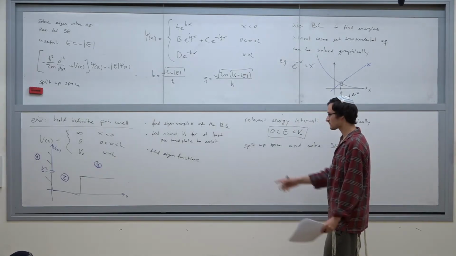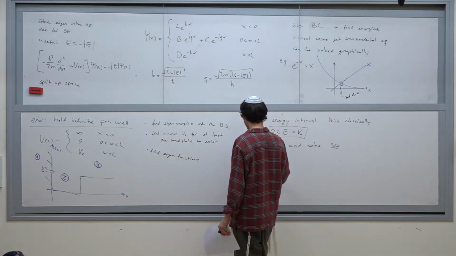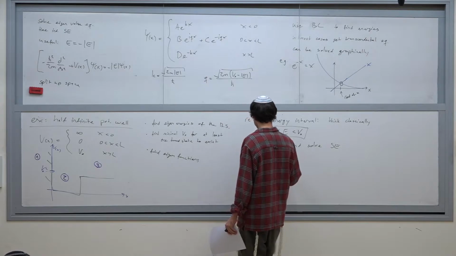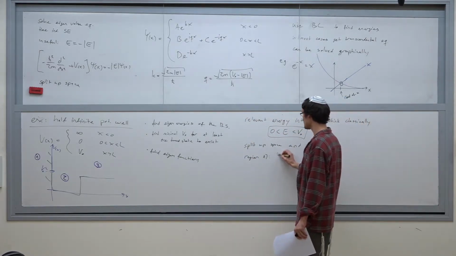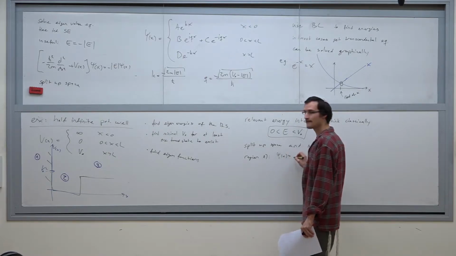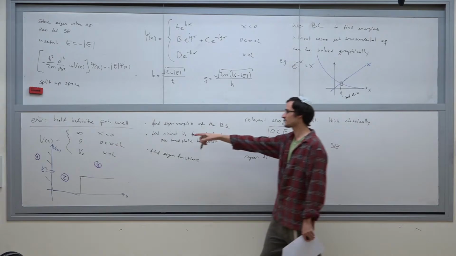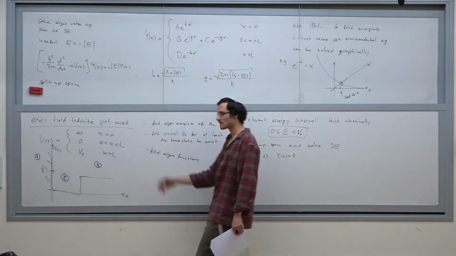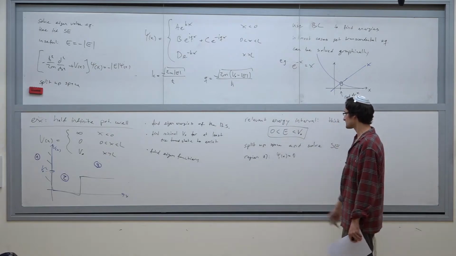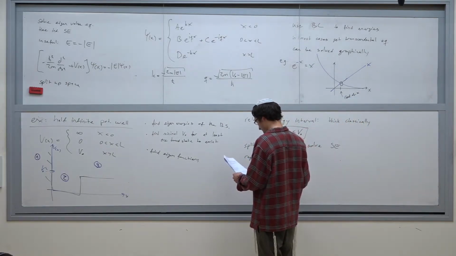Okay, so the easiest region is region 1. What is the wave function in that region? 0. It's 0, obviously, because the potential is infinite, and the wave function is 0. We spoke about this a couple of weeks ago. So that's easy. In the other two regions, we have to set up the Schrodinger equation.